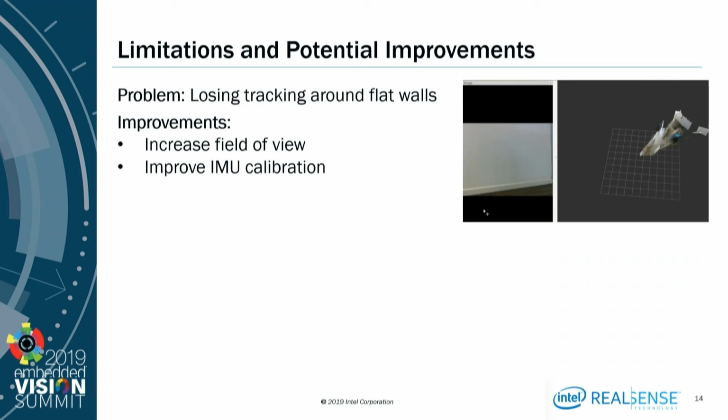Another way we can address this is by improving IMU calibration. And with improved calibration, you can rely on the IMU data for longer. The second problem with this approach is the aggregated drift prior to relocalization, but also the overall tracking accuracy.